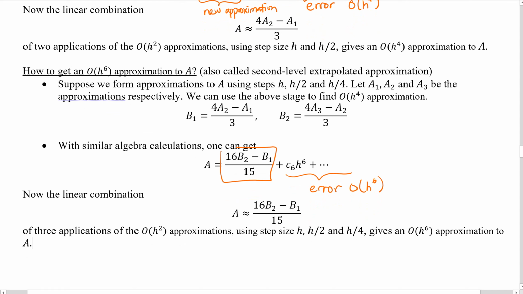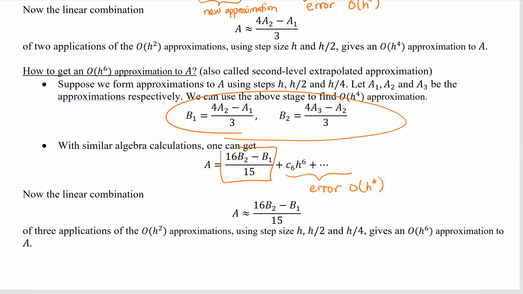Okay, so in the first stage, if we only use step size h and h over 2, we will get the fourth order approximation. Second stage, if we use the approximations of step size h, h over 2, and h over 4, and by those 3 formulas, we can get a sixth order approximation. Alright, so let's do some examples.